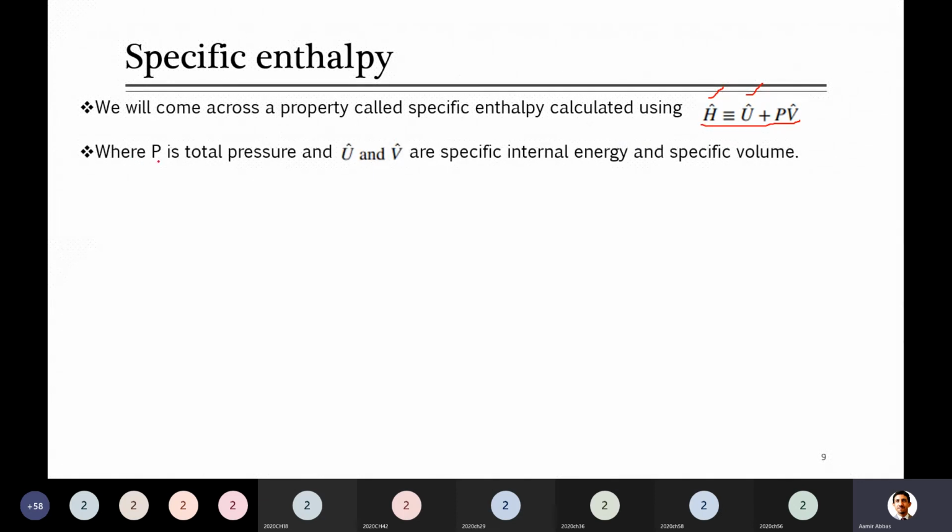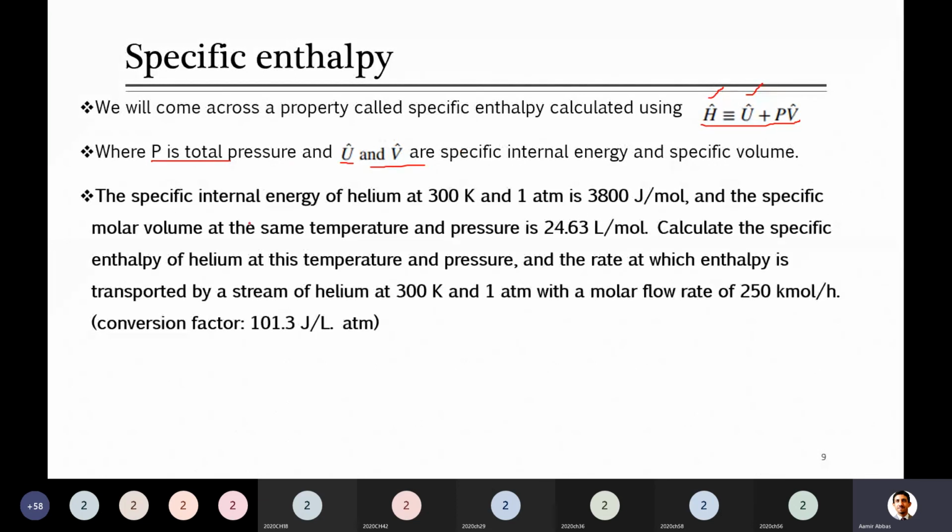Okay. So here in this equation, P is the pressure, and the specific internal energy and specific volume are U and V. You know this. So let's quickly use this equation before we jump to the next stage. The specific internal energy of helium at 300 Kelvin and 1 atm is given here, and that is simply 3800 joule per mole.